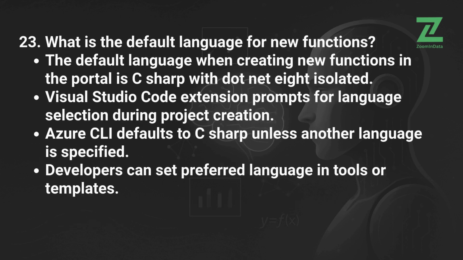23. What is the default language for new functions? The default language when creating new functions in the portal is C# with .NET 8 isolated. Visual Studio Code extension prompts for language selection during project creation. Azure CLI defaults to C# unless another language is specified. Developers can set preferred language in tools or templates.